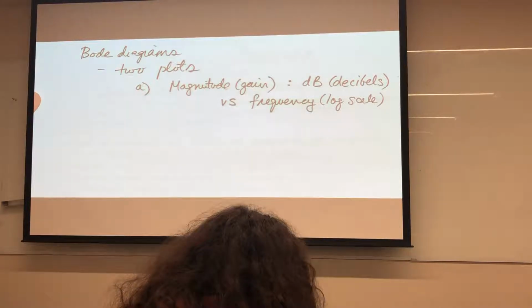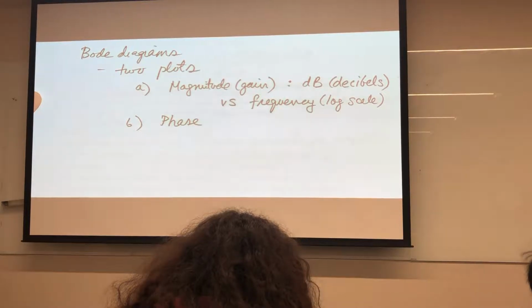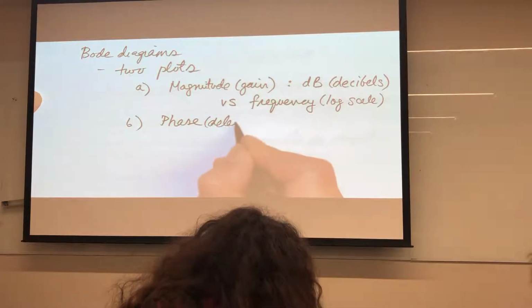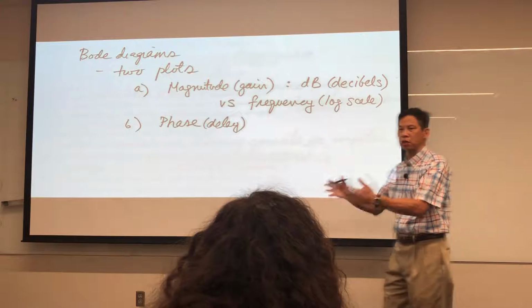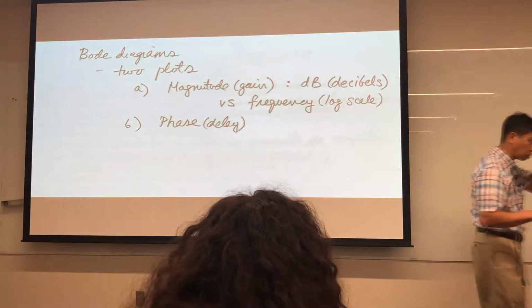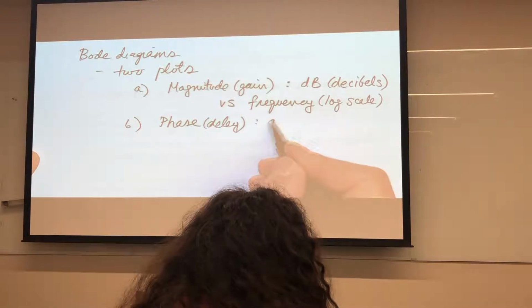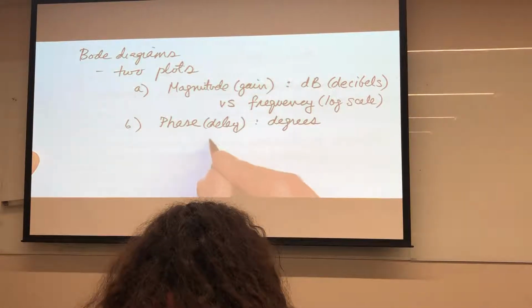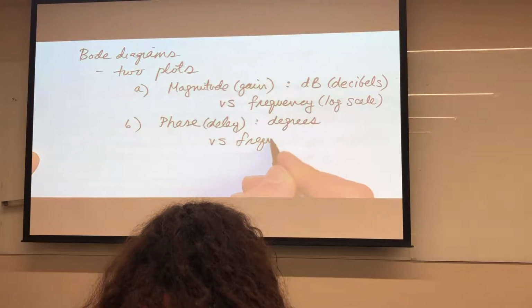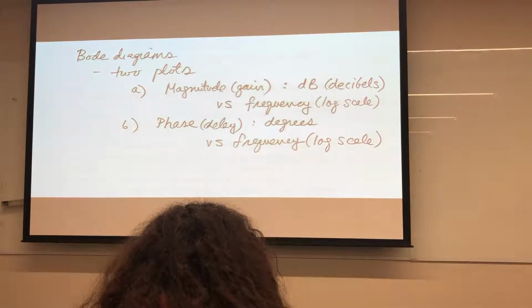The other plot is going to be the phase of the system. Some people call this the delay. When something goes into a system, when we excite a system, it takes a bit of time for the system to respond. So that's why we say it's a delay. And we measure that delay. We can describe that delay in degrees. And then this is also as a function of frequency on the same log scale. So these are the two Bode diagrams.